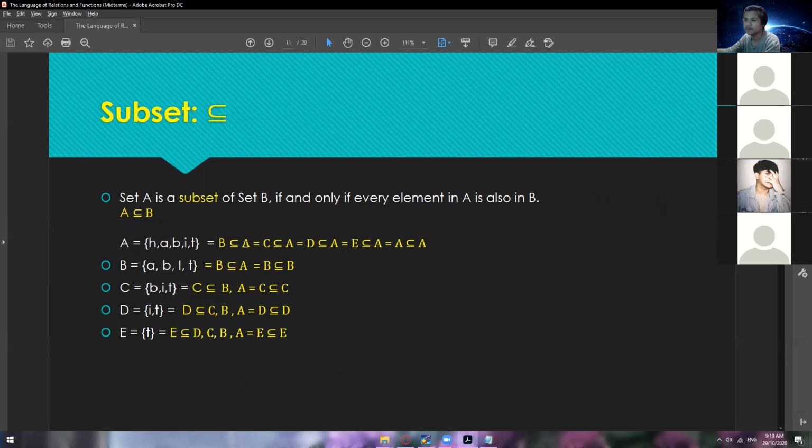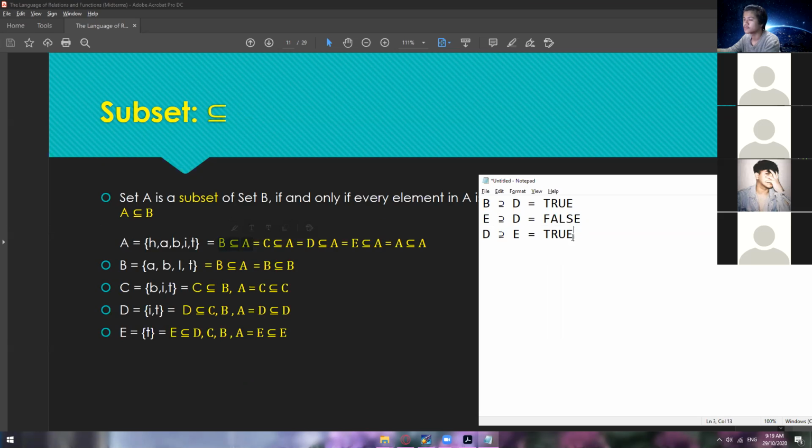So, pwede mo rin baliktarin. Anyway, you only need the symbol. So, E is the subset of D. Is this true or false? True, sir. This one is true. Okay. So, kabaliktaran lang mismo to ng subset natin, which is a superset. Alright? So, be wary na lang kung ano yung gamit na symbol kasi yan yung mag-dictate kung ano ba talaga yung relation nila sa isa't isa. Okay, on how to compare those two sets.